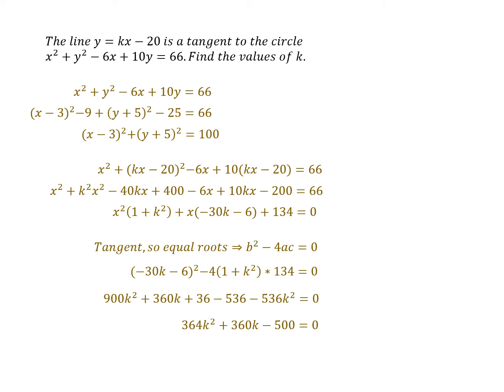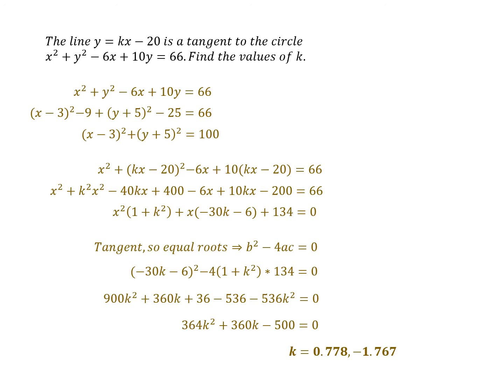We could use the quadratic formula on that, and if we were asked to find the exact values of k, then we would need to do that. But we're not asked to find the exact values of k, so we can write them in decimal form. What I've done is I've just used my calculator, the equation solver, to solve that equation. That's the quickest way to get the two values of k, 0.778 and minus 1.767. So that's the answer to the question.